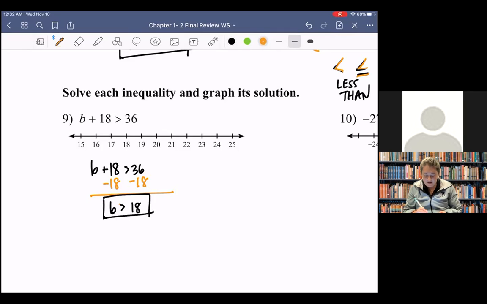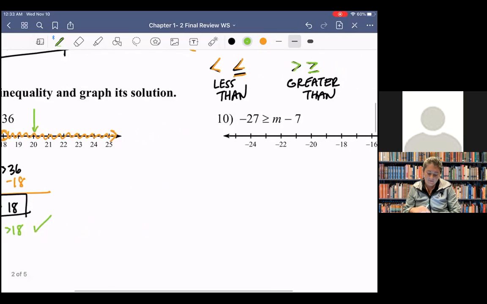Notice it's just greater than, so I'm going to put an open circle at 18. I'm going to shade to the right because here are all my bigger numbers than 18. And if you're ever unsure if you shaded the right way, pick a number on the side that you shaded, like 20, and put it in. Then I ask myself, is the alligator facing the right way? Yes, because it wants to be eating the bigger number, which is 20. So we did that correctly. Okay, let's say number 10.